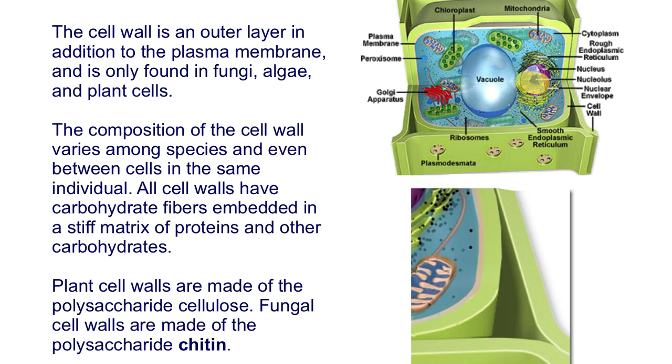Okay, other eukaryotes have a cell wall besides just plants. Fungi have a cell wall. Fungi cells have a cell wall as well. In plants, the cell wall is made of cellulose. And in fungi, cell walls are made of chitin. These are both carbohydrates, polysaccharides.